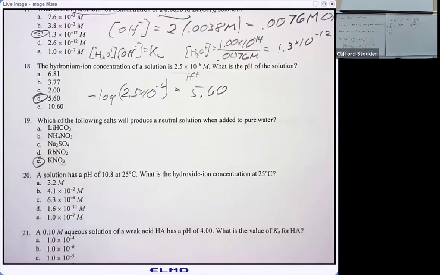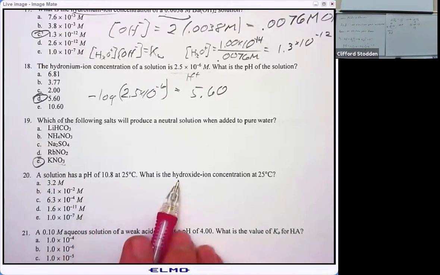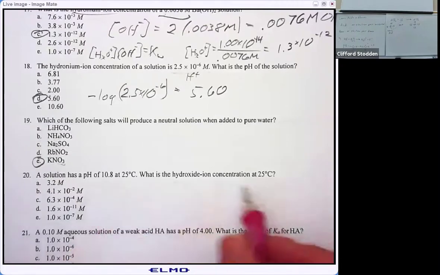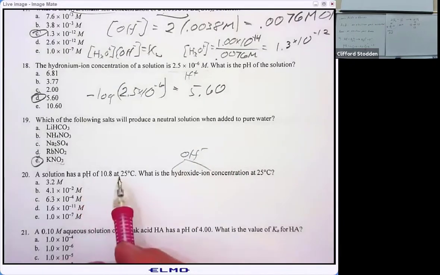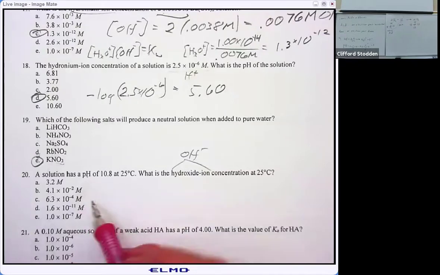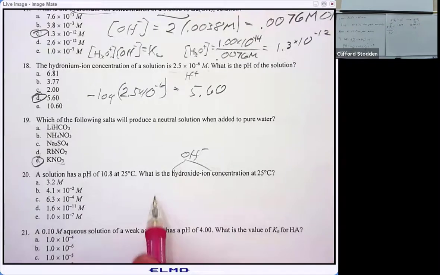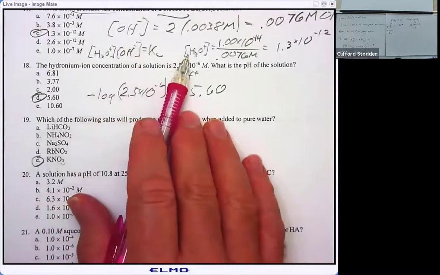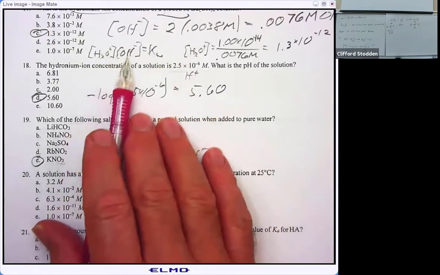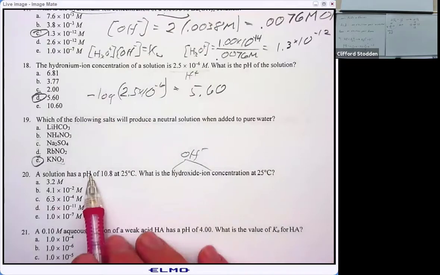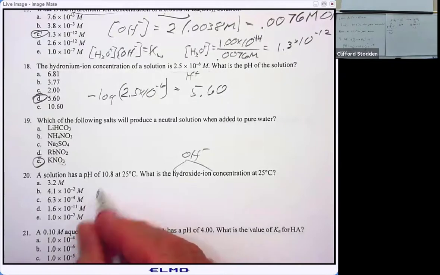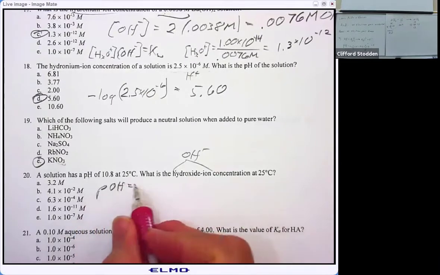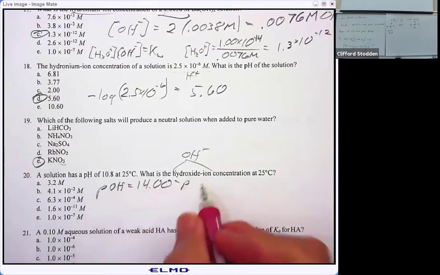Number 20. Solution has a pH of 10.8. What is the hydroxide ion concentration? So you're looking for a hydroxide ion, that's OH minus. pH is the negative log of hydronium ion. So there's a couple ways to do that. You can do it sort of like up here, except reverse, where we would be solving for OH minus instead of H3O plus. To do that, you'd have to calculate the H plus concentration using 10 to the minus 10.8. A little more direct way of doing this, though, is to determine pOH from the pH. pOH would be 14 minus the pH.